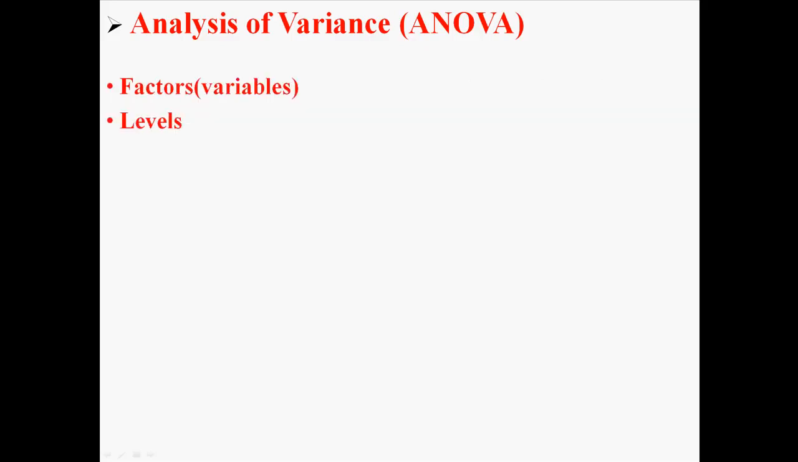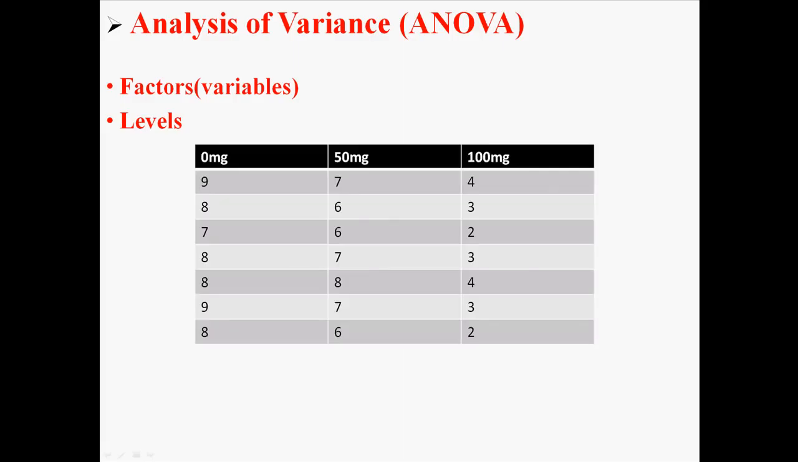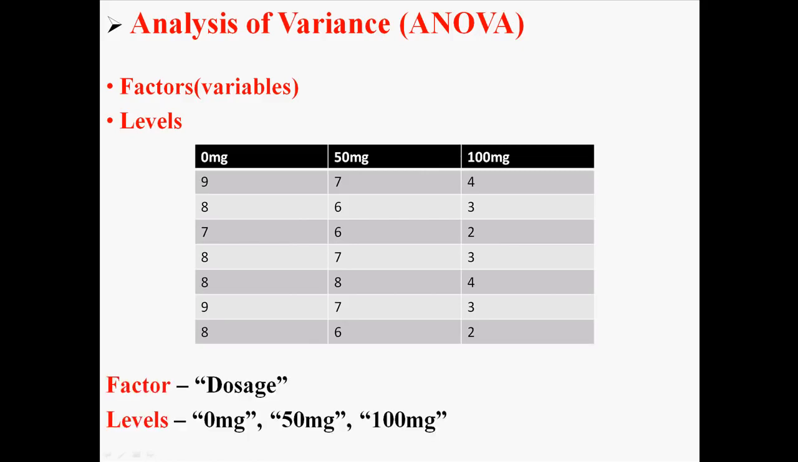Now in ANOVA, you have factors and you have levels. Factors are just your variables, like in one case, gender could be a factor, and levels are the levels of those variables. Like gender could have 2 levels, male and female. So here's an example with 3 groups, 0 milligram, 50 milligram, and 100 milligram. Those are different dosages. So in this case, your factor is dosage, and your dosage factor has 3 levels, 0, 50, and 100.